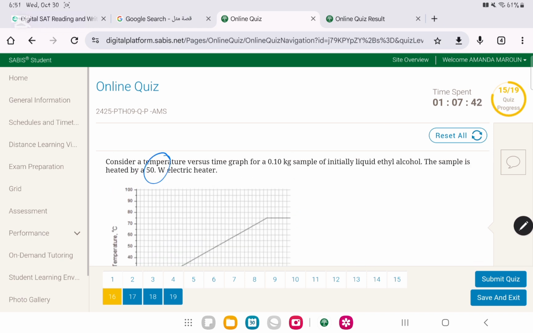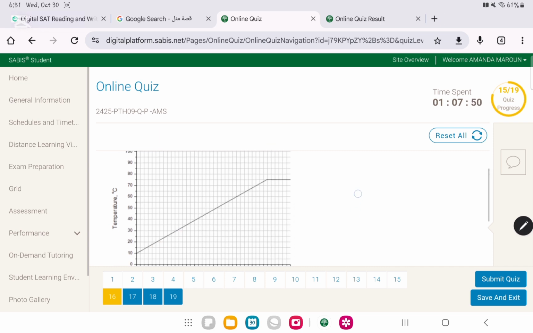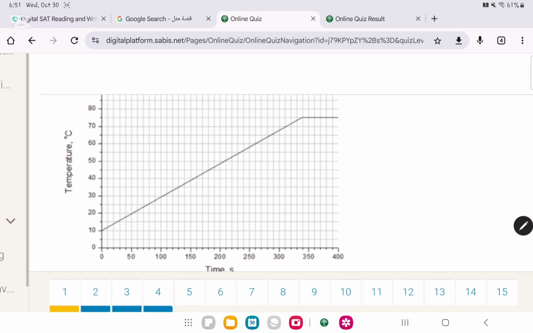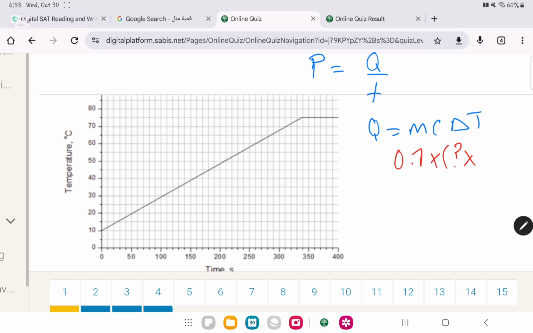Now they need us to find the specific heat capacity of ethyl alcohol up to two significant figures. We have power, which is 50 watts. We have the mass. We can find the delta T and we can find the time. So very simply, we know that Q over T is equal to power, and Q is equal to M times C times delta T. Let me write the equations again. Power is equal to Q over T, and Q equals MC delta T. We have the mass, which is 0.1. We need C to find it. We can easily find delta T by taking this point over here, which is 75, and subtracting it from this point over here, which is 10.